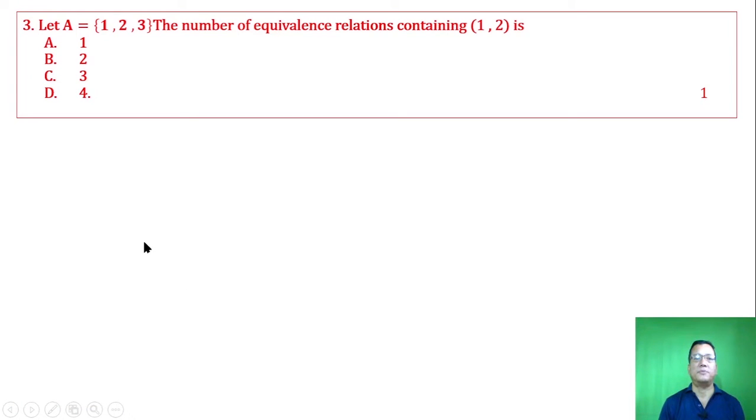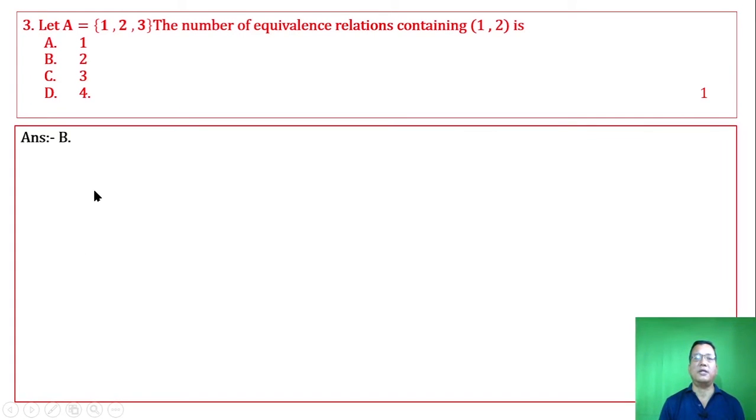Question number 3. Let A consist of 1, 2, 3. The number of equivalence relations containing the ordered pair 1, 2 is? A is a set with three elements, and the number of equivalence relations containing the pair 1, 2 is 1, 2, 3 or 4. Correct answer is B.